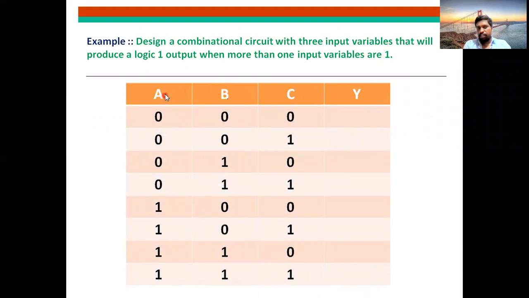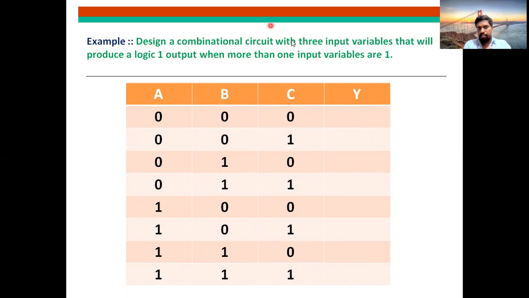So in total I took 3 inputs A, B, C and a single output Y. So I assigned 8 combinations. Why? Because for 3 inputs I will have 8 combinations: 0 0 0, 0 0 1, 0 1 0, 0 1 1, 1 0 0, 1 0 1, 1 1 0, 1 1 1. Now I am having 8 combinations with me.